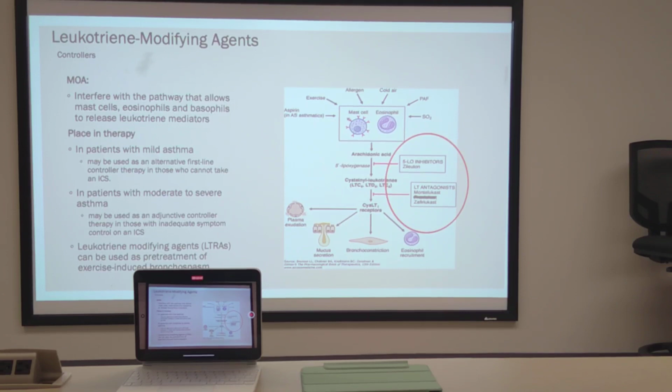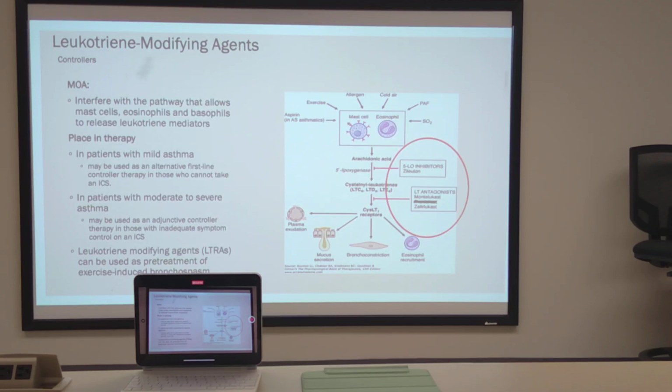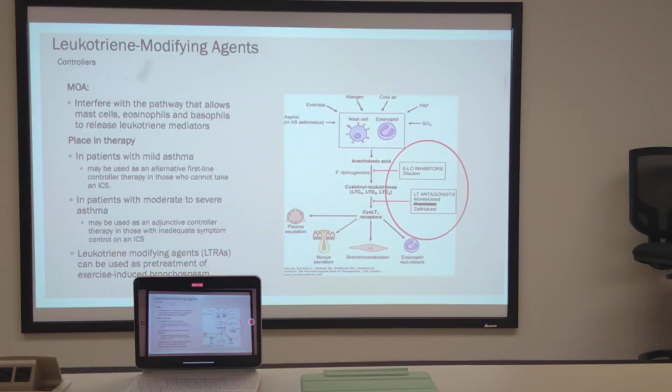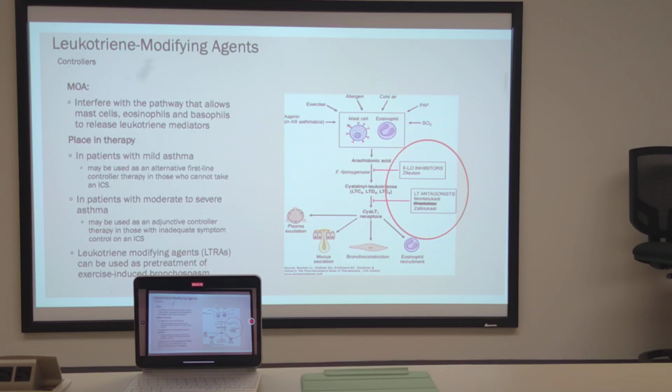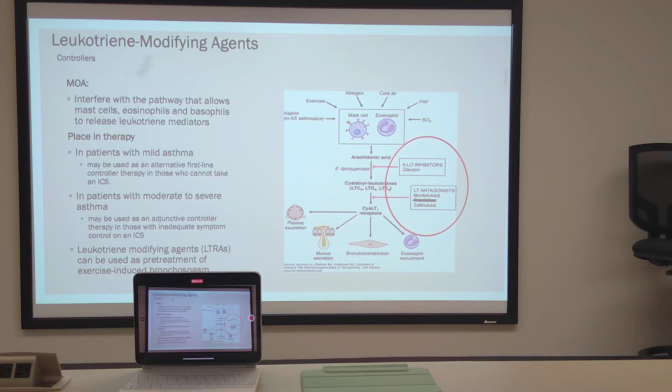In terms of place in therapy, these are usually used in patients with mild asthma. It may be used as an alternative first-line controller therapy in those who cannot take inhaled corticosteroids. And then this can also be used in patients with moderate to severe asthma. It can also be used, again, as an adjunct controller therapy in those with inadequate symptom control with their inhaled corticosteroid. And lastly, this can also be used as a pretreatment of exercise-induced bronchospasm. So this is an agent that can be used for exercise-induced bronchospasm.